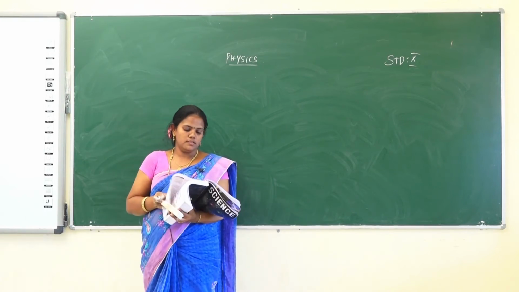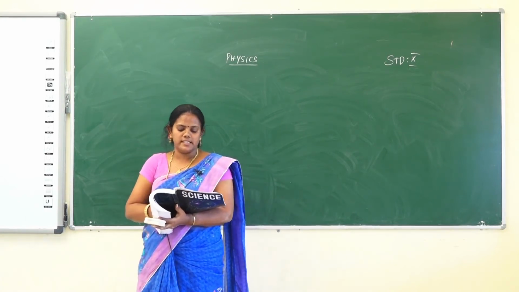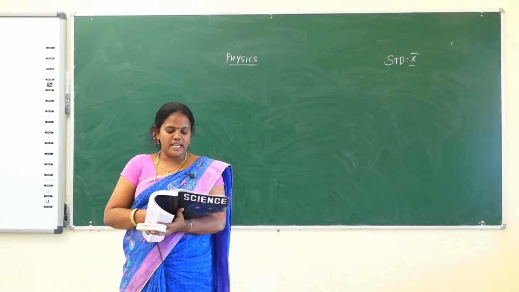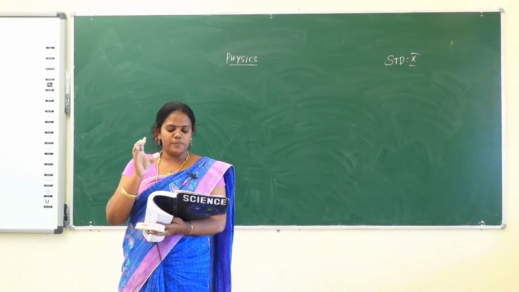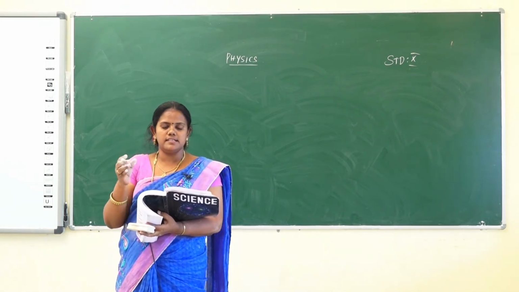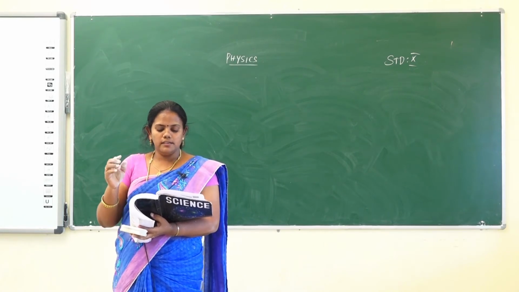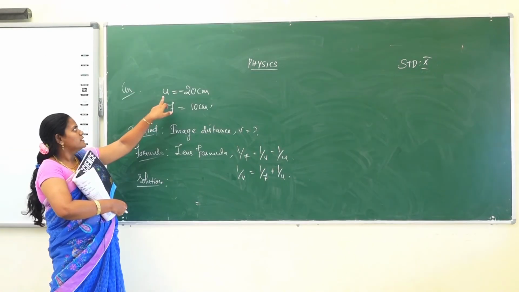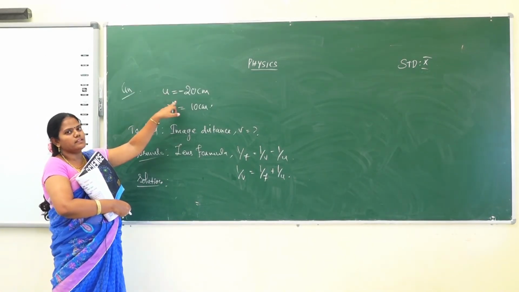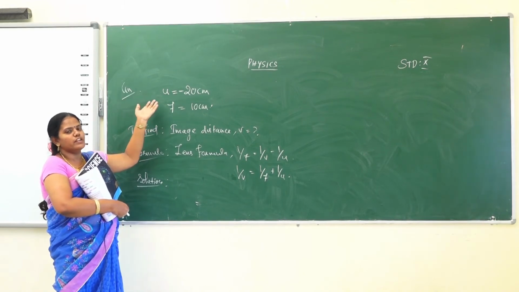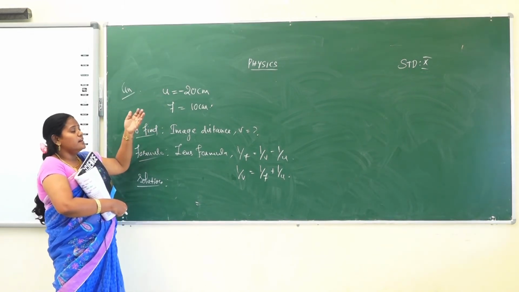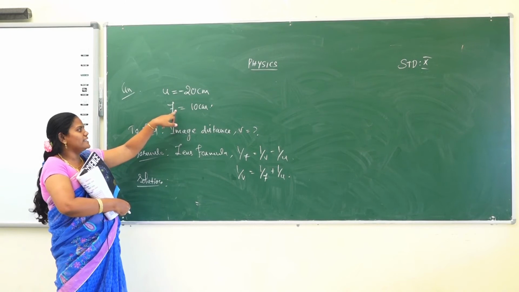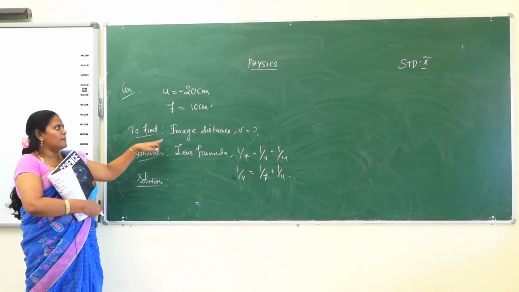Exercise problems. First one: an object is placed at a distance of 20 cm from a convex lens of focal length 10 cm. Find the image distance and the nature of the image. So an object is kept in front of the lens at a distance of 20 cm, and the focal length is 10 cm. What are the given values? The u value is 20 cm, but the object is kept on the left side of the lens, so we take negative 20 cm. The focal length F is equal to 10 cm. We will find the image distance V.